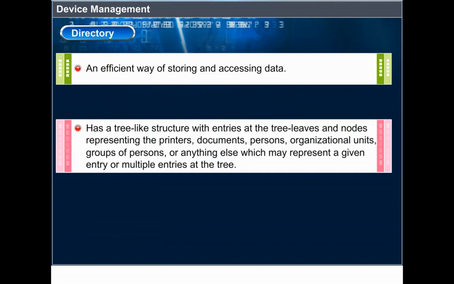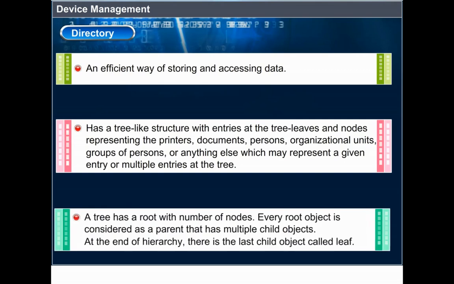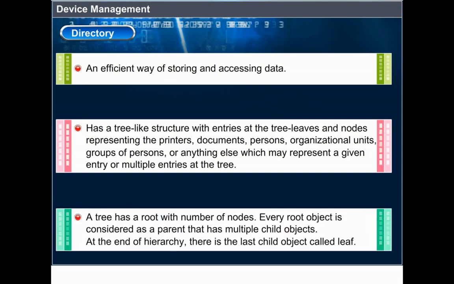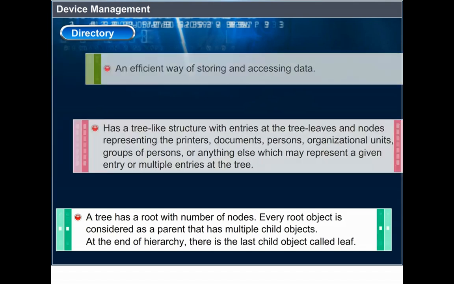Has a tree-like structure with entries at the tree leaves and nodes representing the printers, documents, persons, organizational units, groups of persons, or anything else which may represent a given entry or multiple entries at the tree. A tree has a root with numbers of nodes. Every root object is a parent which has multiple child objects. At the end of hierarchy, there is the last child object called leaf.